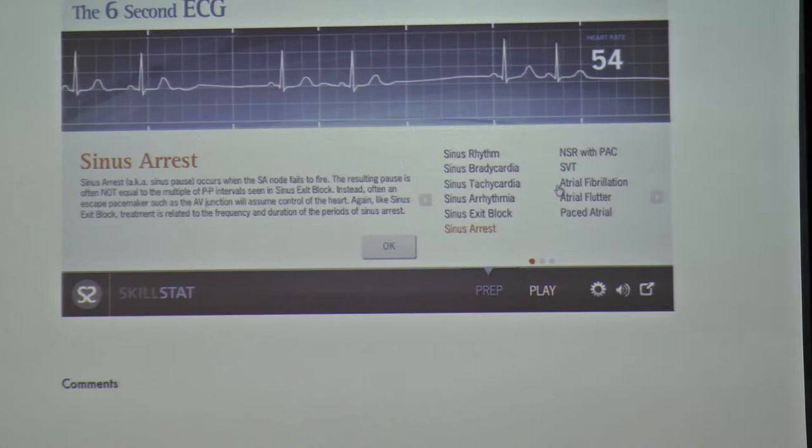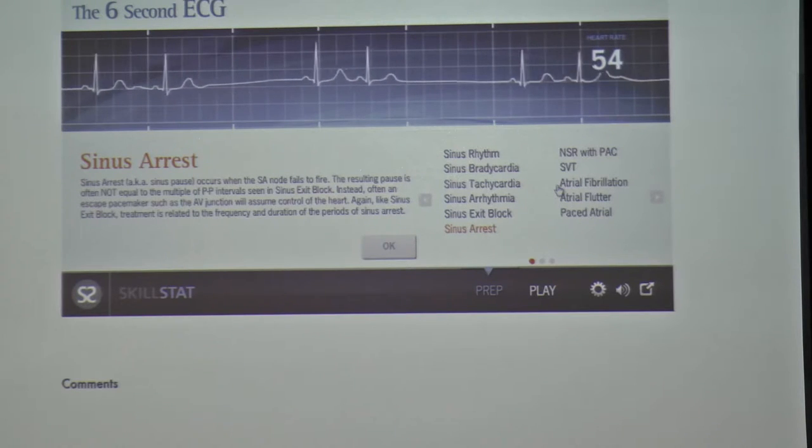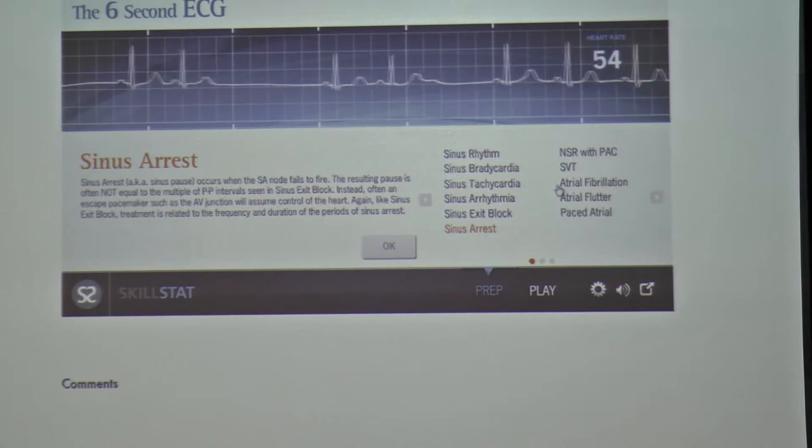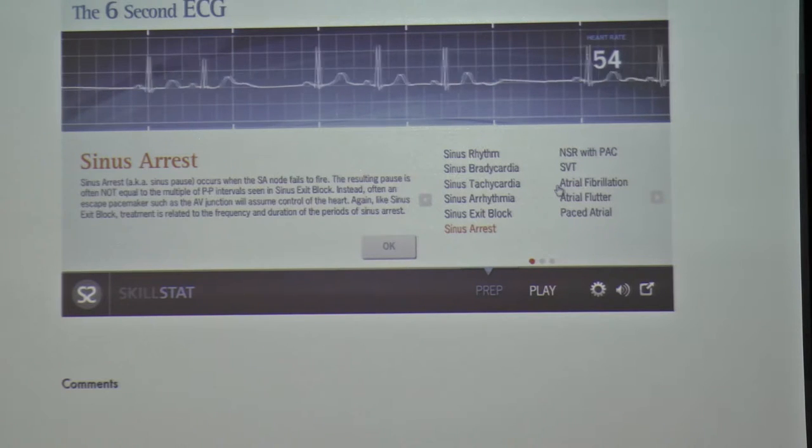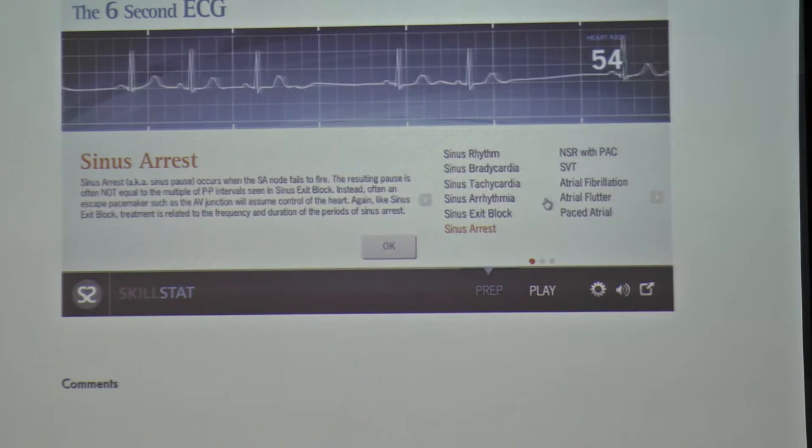I've probably only seen this about two or three times, typically in older people. And whether or not they're sick depends on how slow the heart rate is.